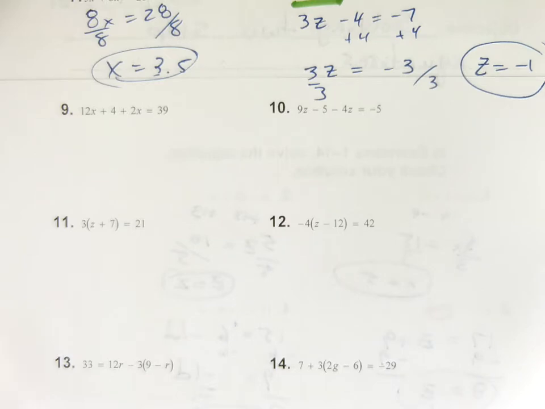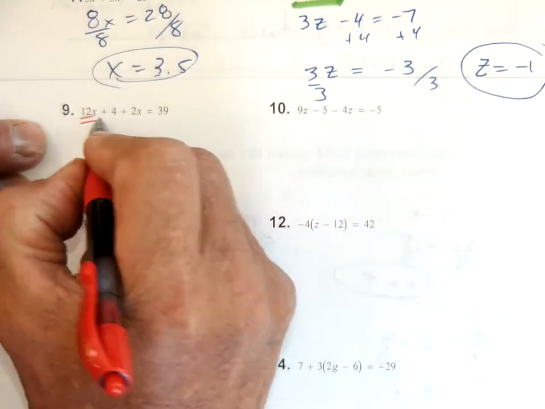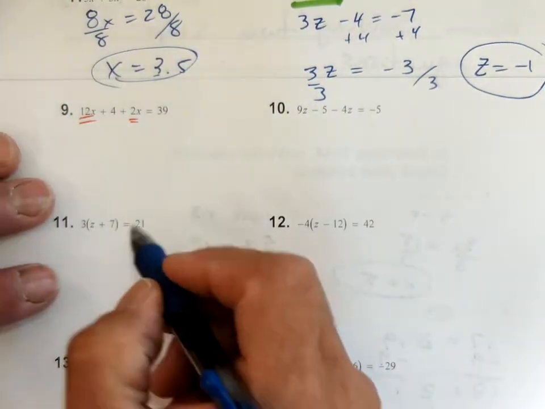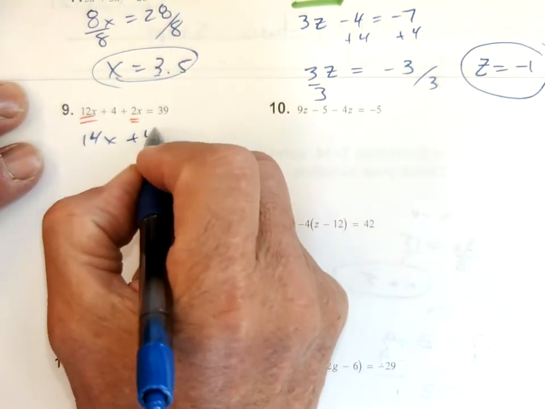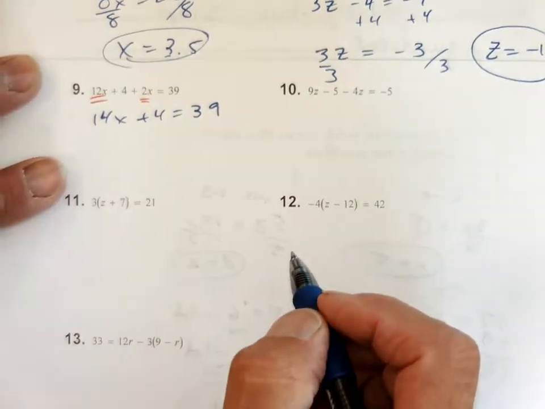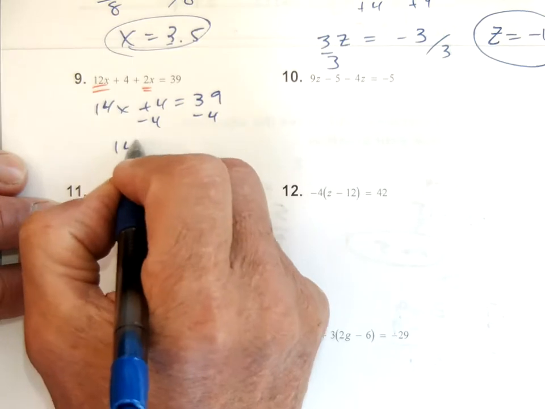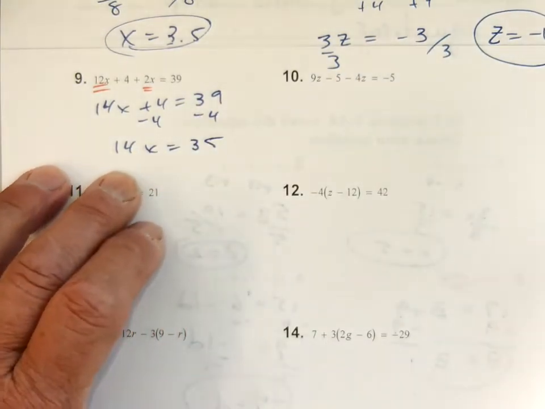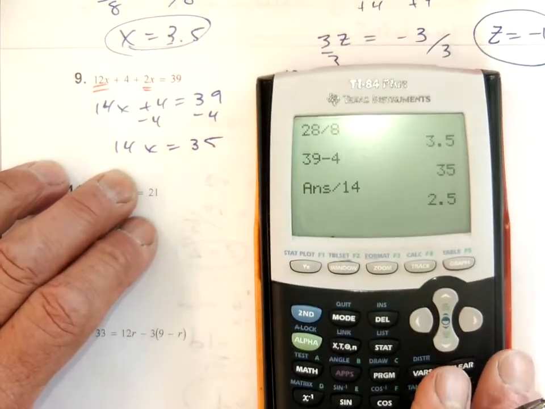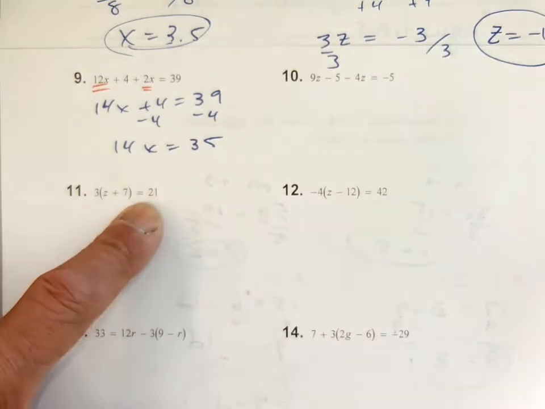How many kids got 2.5? You get 2.5? Awesome. So I'm going to go first. I'm going to combine these two. That's a 14x. 12x plus 2x. Then we're going to get rid of the 4. 14x equals 35. Now, at this point, I'm not a computer, so I just use my calculator. 35 divided by 14, and I got 2.5, okay?